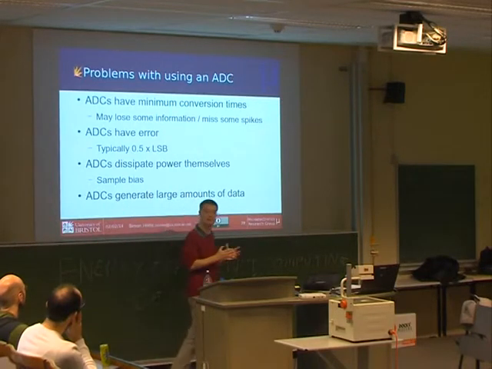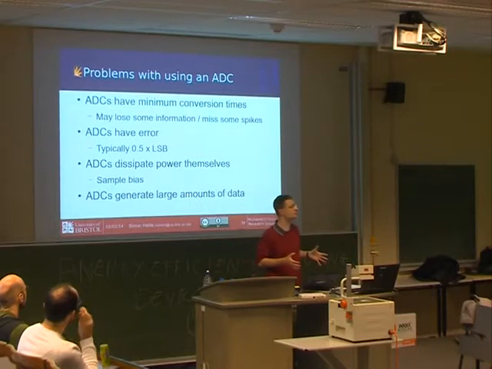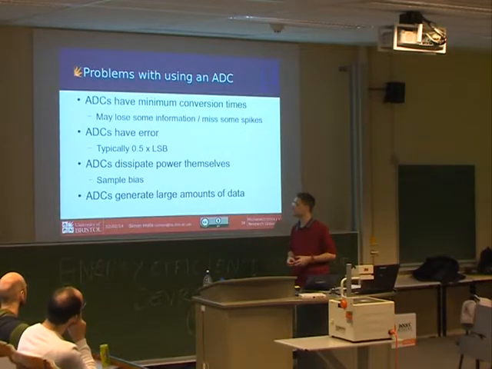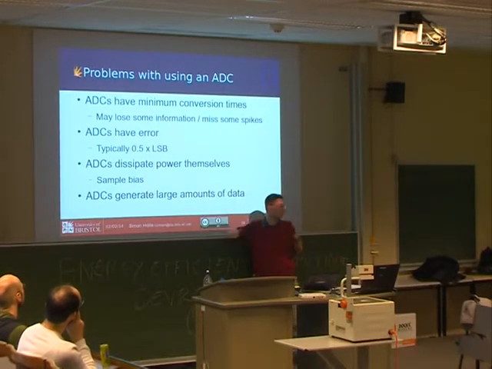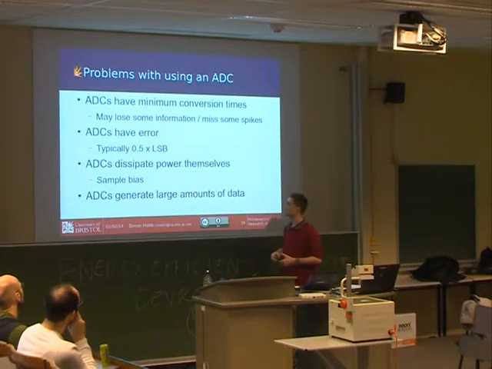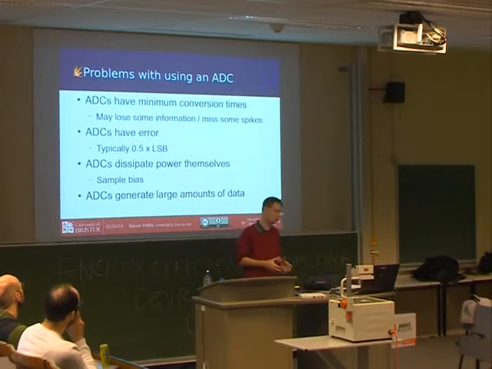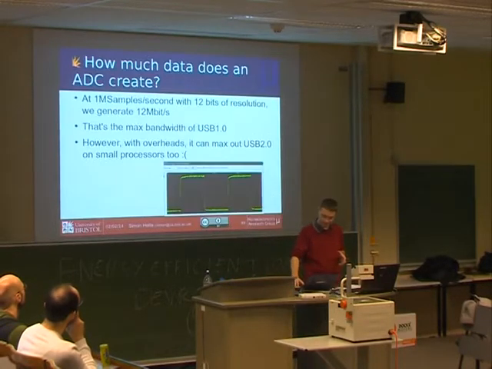There's a minimum conversion time, so the ADC puts a speed limit into the measurement, and that means you can't measure faster than the ADC. They themselves dissipate power, so there was a question earlier about that giving bias in the sample. You've got to remember to take that off. And the final one, they generate quite a large amount of data, even a small, quite slow ADC.